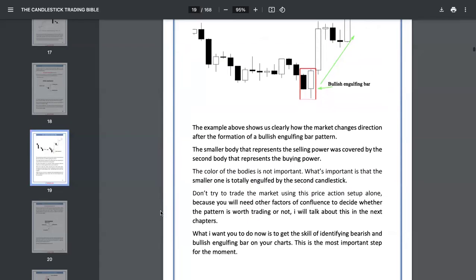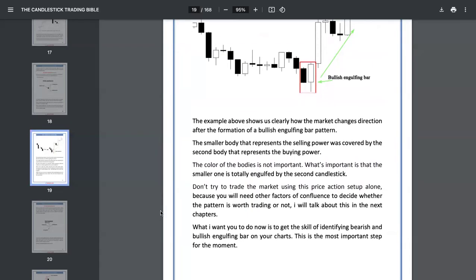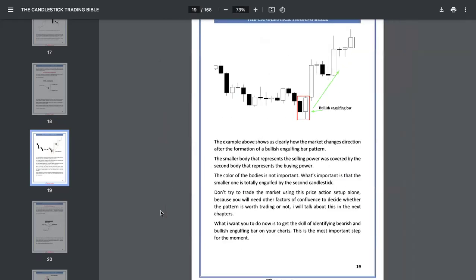What I want you to do now is to get the skill of identifying bearish and bullish engulfing bars on your charts. This is the most important setup for the moment.